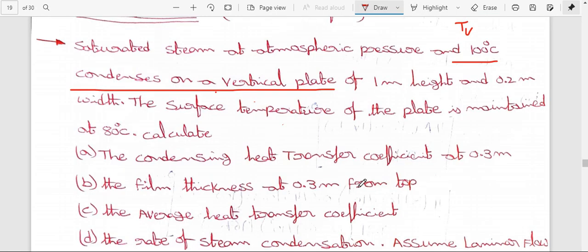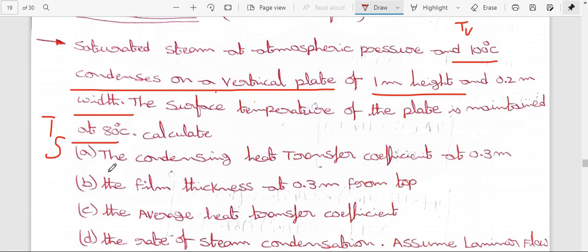Next I am going to read the remaining question. The vertical plate height is equal to 1 meter and width is equal to 0.2 meters. The surface temperature of the plate is maintained at 80 degrees, so Ts is equal to 80 degrees. This is the condensation concept, vertical plate.